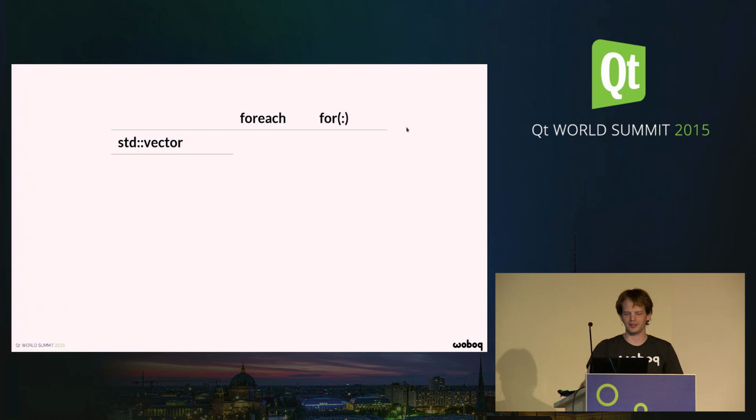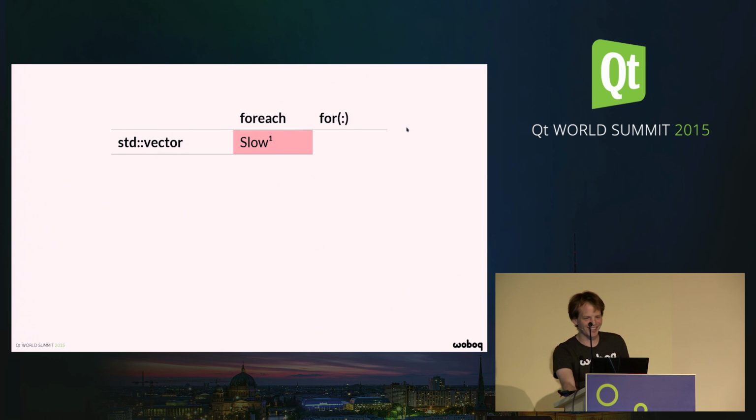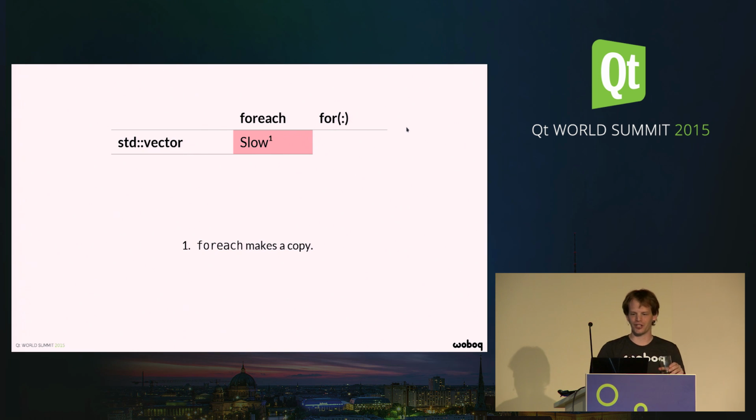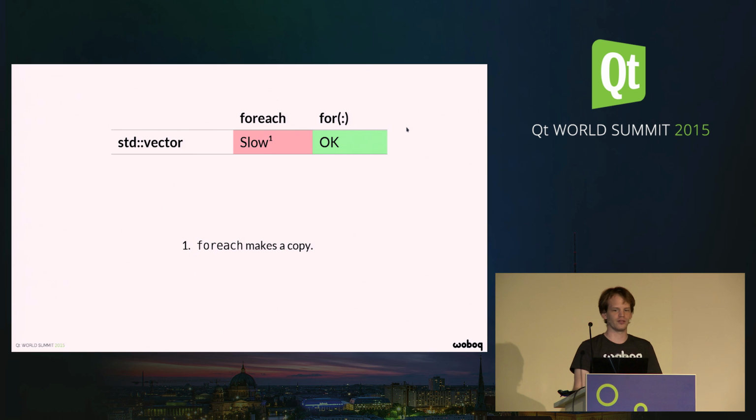So let's see. std::vector, can you use it in foreach? You can use it in foreach, but should you? No, you should not use std::vector in Qt foreach. It's slow because foreach makes a copy. So for std::vector, which is not implicitly shared, it's going to copy the whole container, so at least one allocation and a copy. And of course, you can use it in the range-for because it was meant for that.